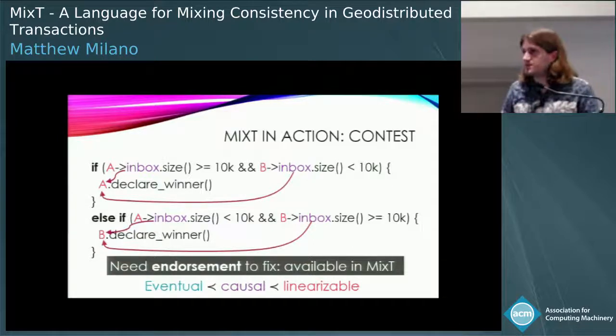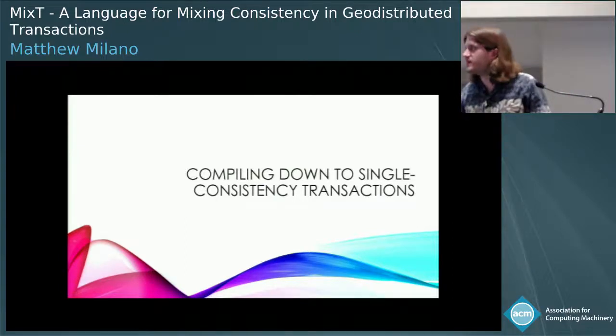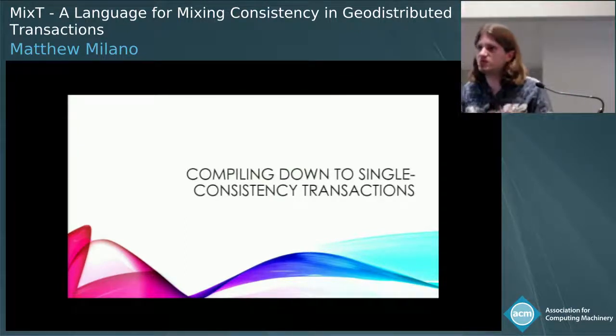So we have a type system, and it can prevent some classes of surprises we want to prevent. But I promised, and I keep promising, this notion of legacy system support. So we're going to need to be able to compile down to a sequence of single consistency transactions.